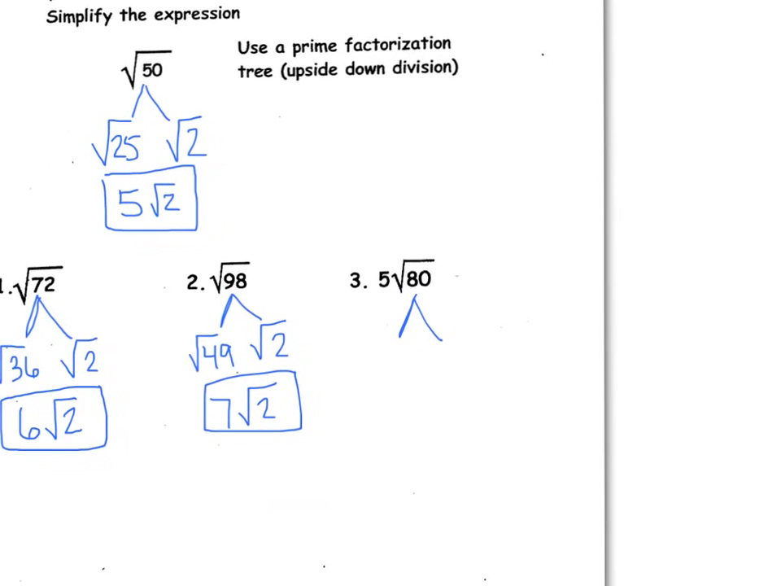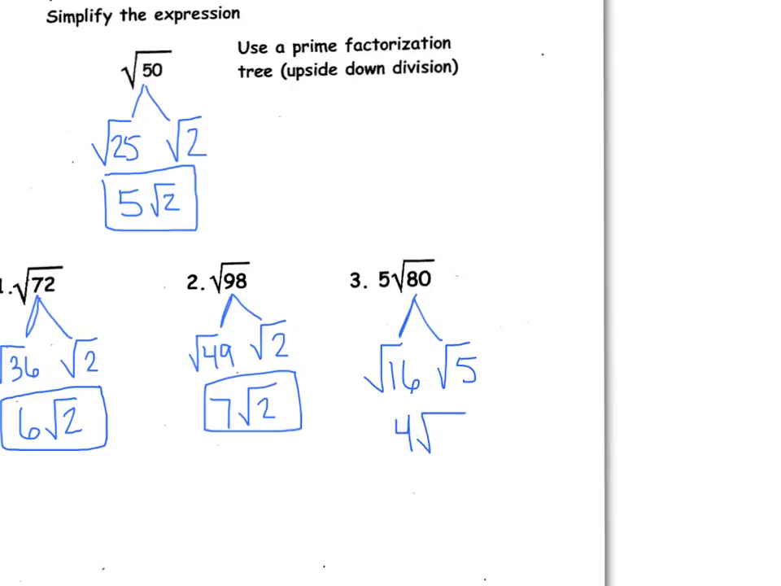So when we go over here, the number that goes into 80 was 16. How many times does 16 go into 80? It turns out that it goes into it 5 times. Okay. Now, we know the square root of 16. The square root of 16 is 4. And then we attach the other radical.